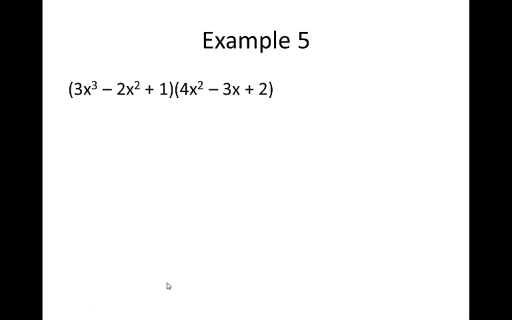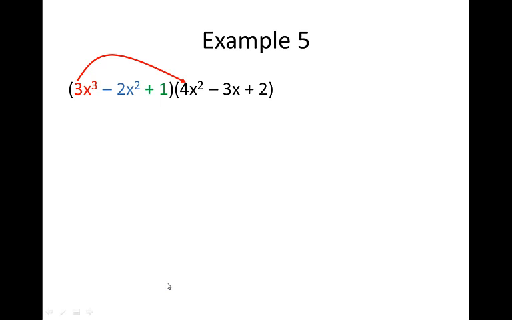Okay, try this one on your own. Example 5. 3x cubed minus 2x squared plus 1 times the quantity of 4x squared minus 3x plus 2. Alright, welcome back. If you can do this one, you can do any one I give you. So let's color code this just to make it easier to see. So 3x cubed minus 2x squared plus 1.